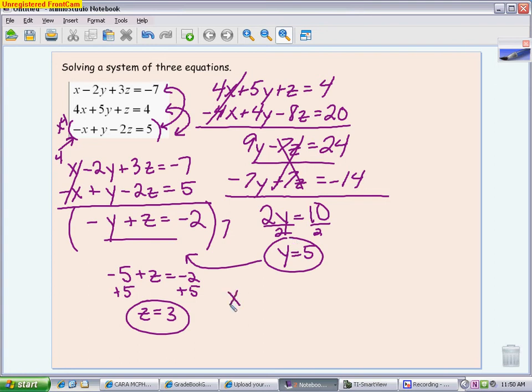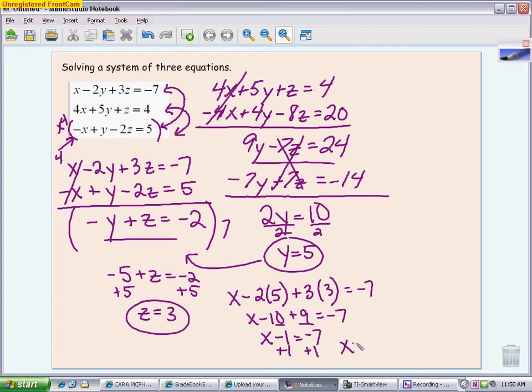I know I have x minus 2 times, I now know y is 5, plus 3 times, I now know that z is 3, equals negative 7. So I have x minus 10 plus 9 equals negative 7. So x, when I combine like terms, I get minus 1 equals negative 7. Add 1 to both sides. I get x to be negative 6.